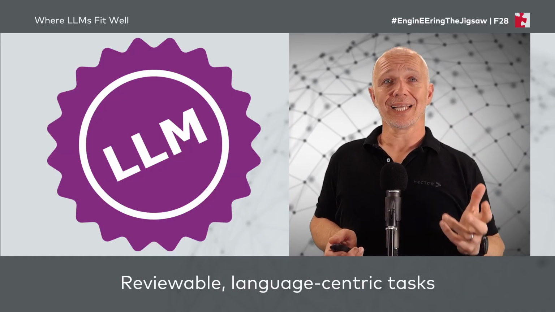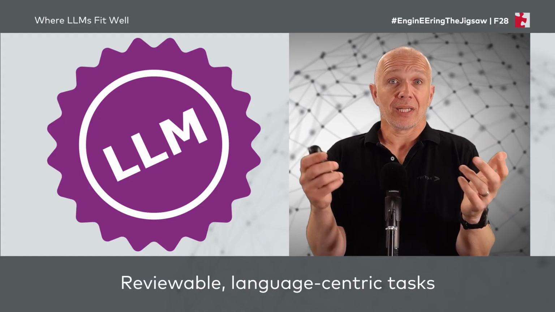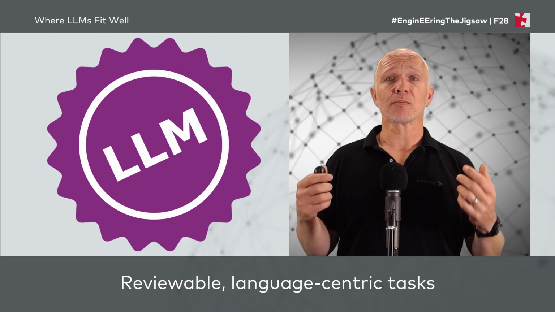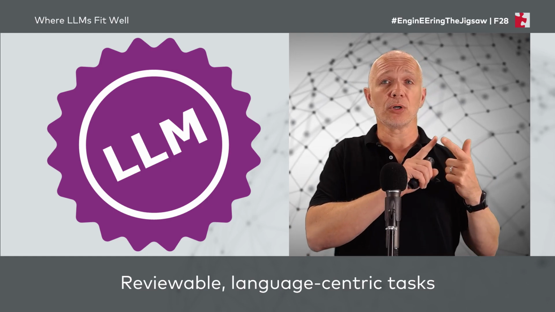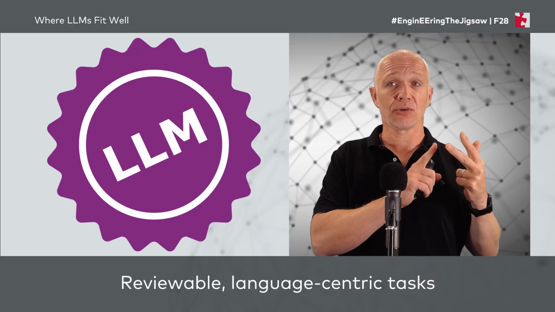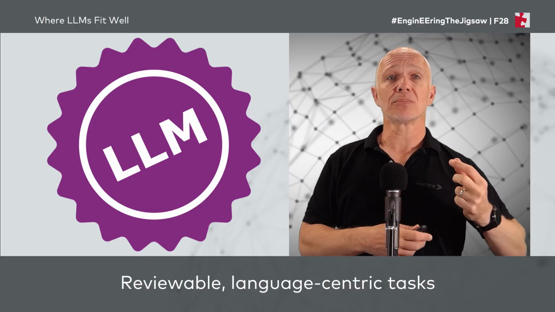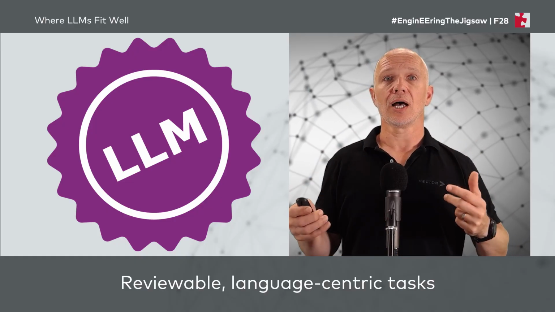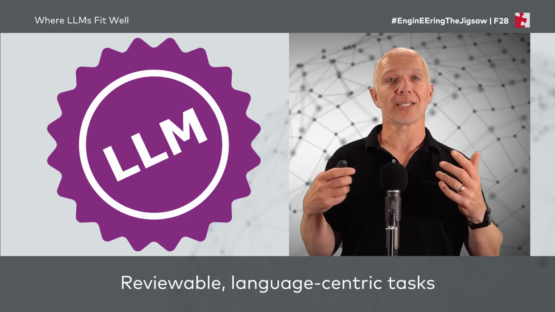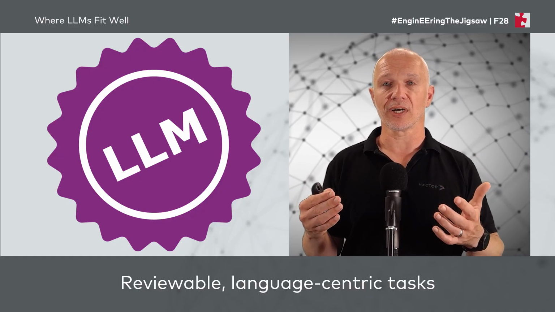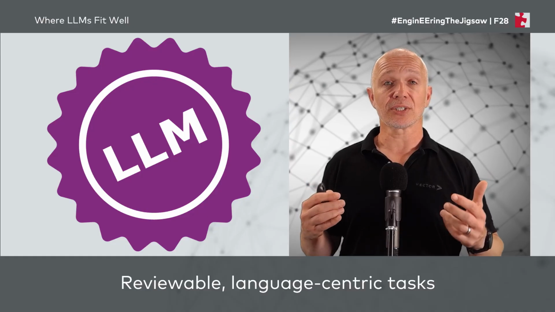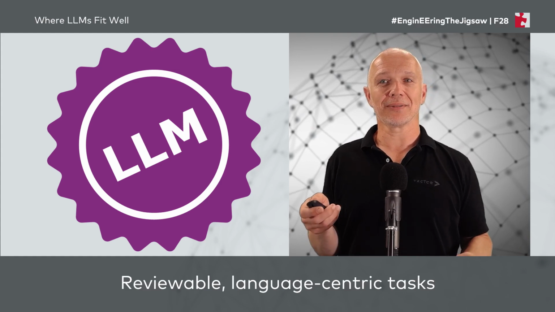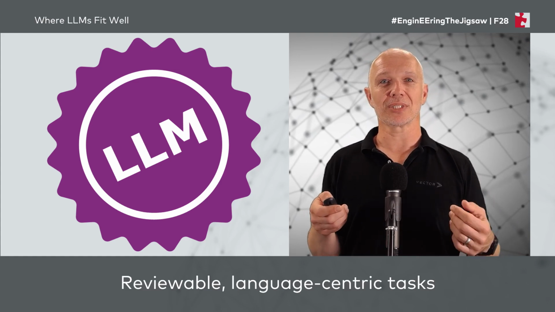So, where do LLMs fit well? Well, language-centric tasks, especially language-centric tasks where ambiguity is acceptable, outputs can be reviewed, and errors are recoverable. Remember, LLMs are statistical engines. They just generate content based on patterns. There's no guarantee that what they're actually saying is correct. And if you look on the internet, there are stories you'll find about LLMs that have made up citations in court cases, or that argue with the person who's telling them how many letters there are in a phrase.